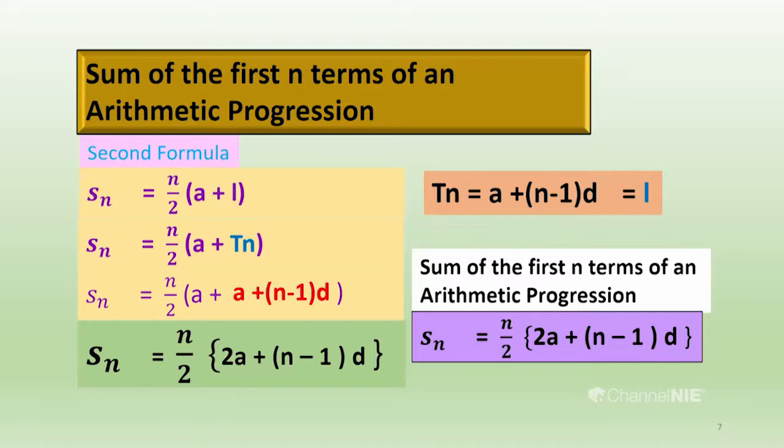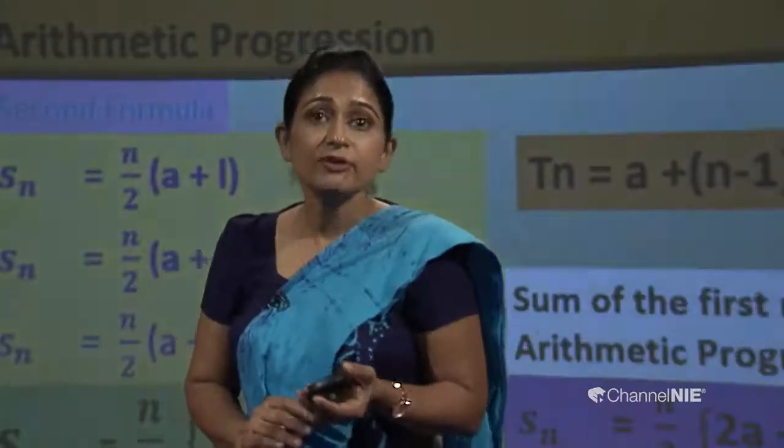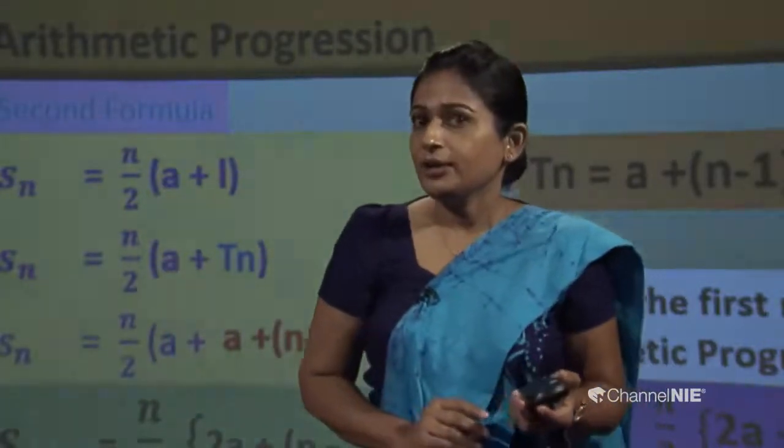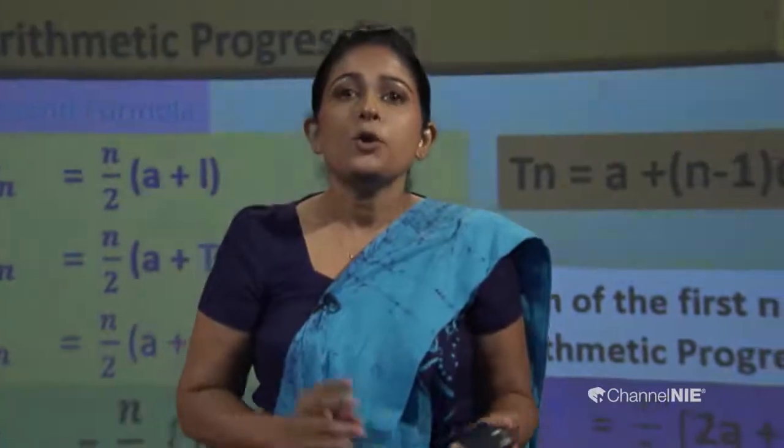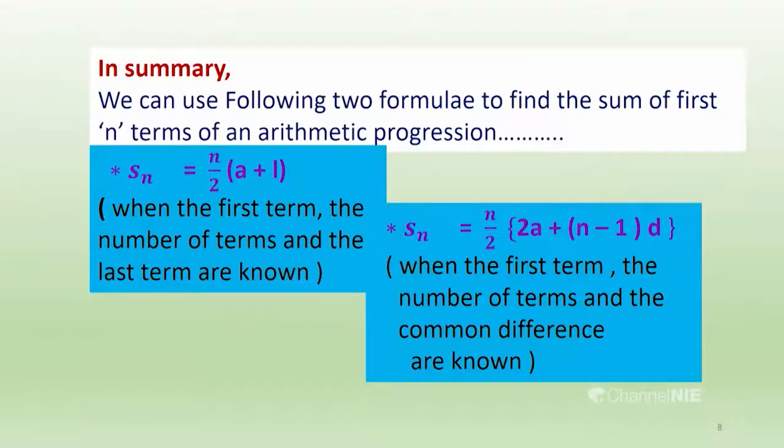Now you know two formulae to find the sum of first n terms of an arithmetic progression. What are those two formulae? One is Sn equals n over 2 times a plus L. So what is the difference between these two formulae?